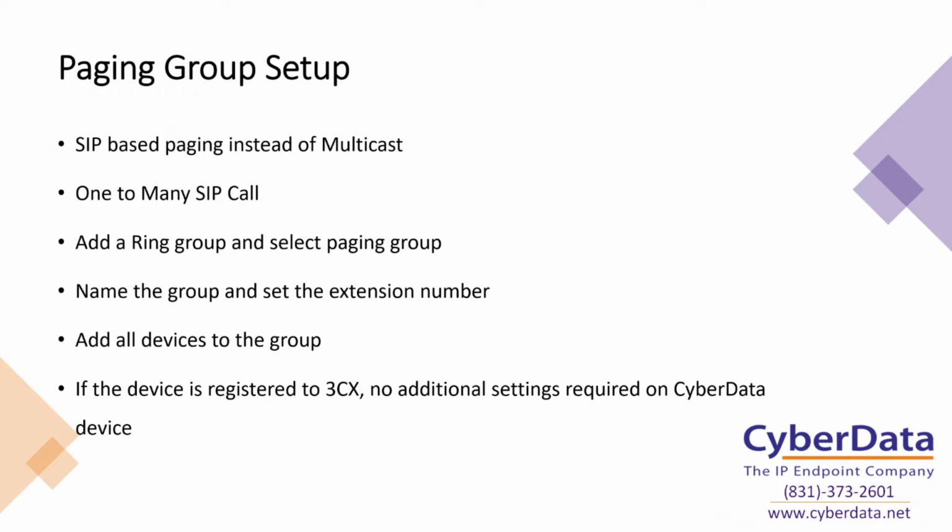To set up a paging group, it's absolutely easy. You set it up as what they call a ring group, and instead of your regular ring group, you pick a paging group. You set the name and the extension number for that particular group, whatever phone number you want, and then you add all of the devices that you want to receive this particular page. And of course, all you have to do for this to work is register them with 3CX, because 3CX is making the calls. So as long as the products are already registered with 3CX, there are no additional settings you would need to do on the CyberData device. You've already done it by registering it with 3CX.